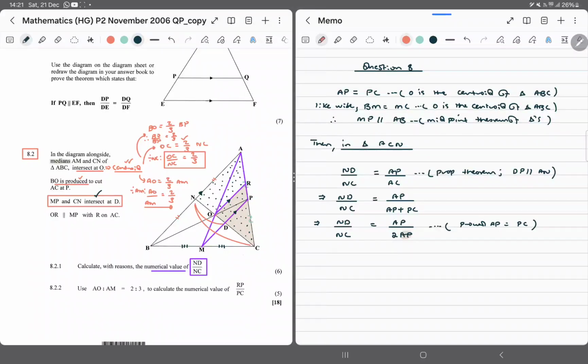And now what happens? We know that this is common, so it divides to 1. And in maths, when we divide to 1, 1 becomes invisible. So, in fact, therefore, ND over NC is going to be a half. Nice and easy. So when it says numerical value, we leave it at this.